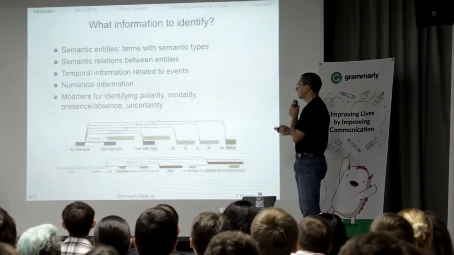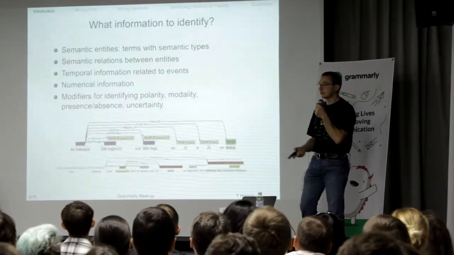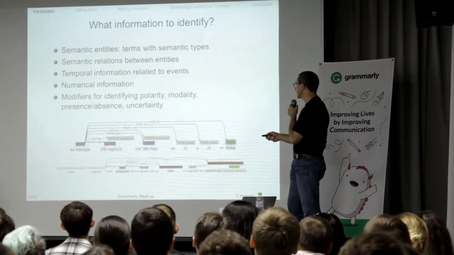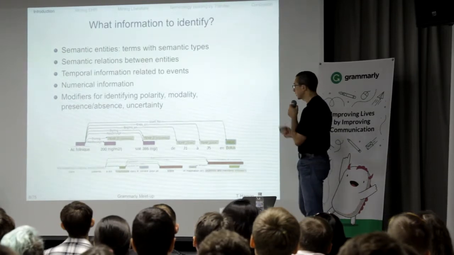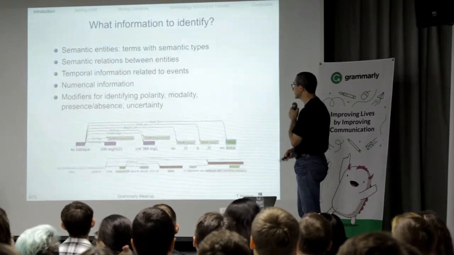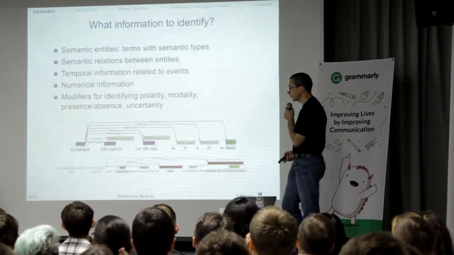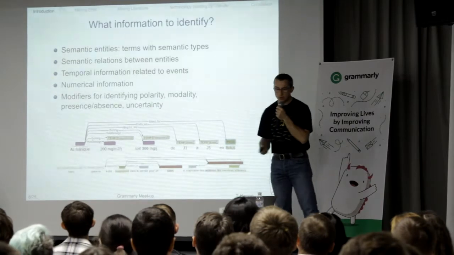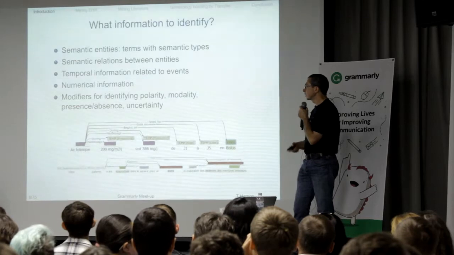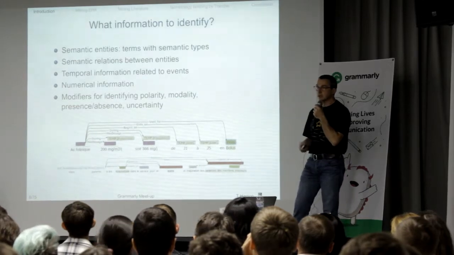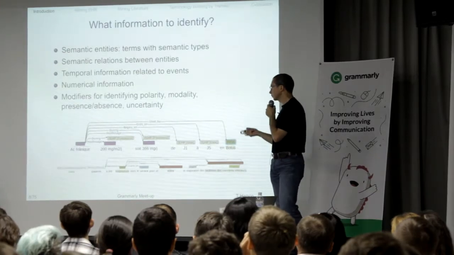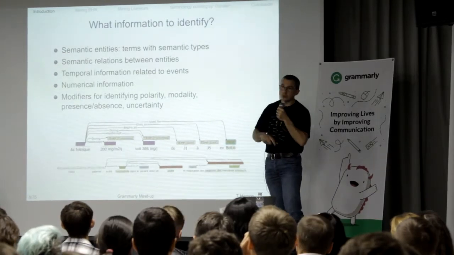We also want to identify temporal information. So here, for instance, the frequency or the duration of the administration of the drug, of the period also, and different kinds of numerical information. But there is also some modifier of this information that can be used to identify the polarity, the modality of the drug, of the presence, of the use or the non-use of the drug.